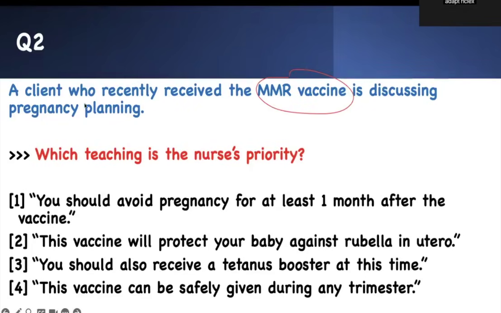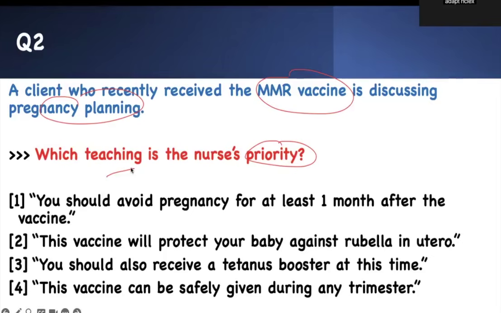So what am I going to focus on? MMR vaccine, I'm planning for pregnancy. And then priority. What do you tell the patient? Teaching question. One, you should avoid pregnancy for 1 month after the vaccination. Two, this vaccination will protect your baby against rubella in utero. Three, you should also receive a tetanus booster at this time. Four, this vaccination can be safely given during any trimester.